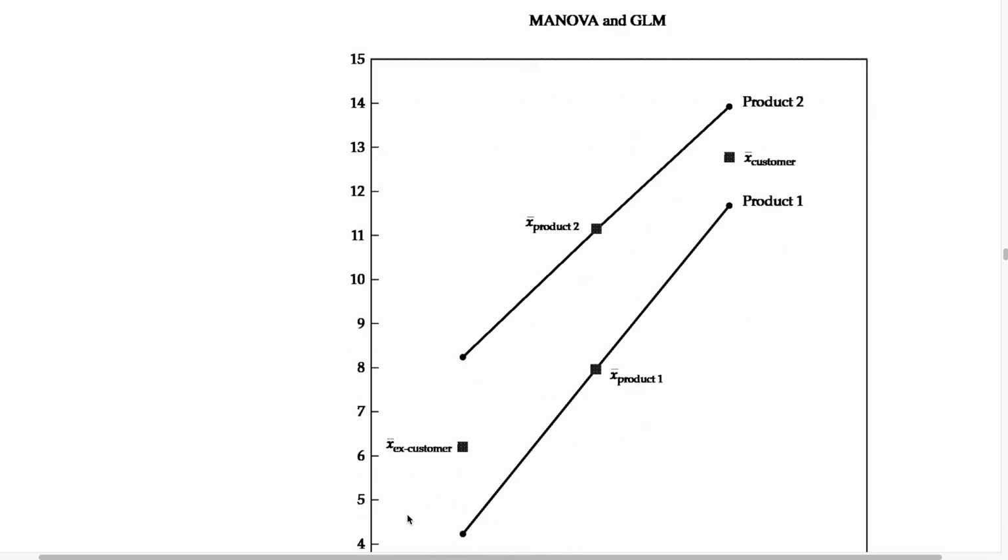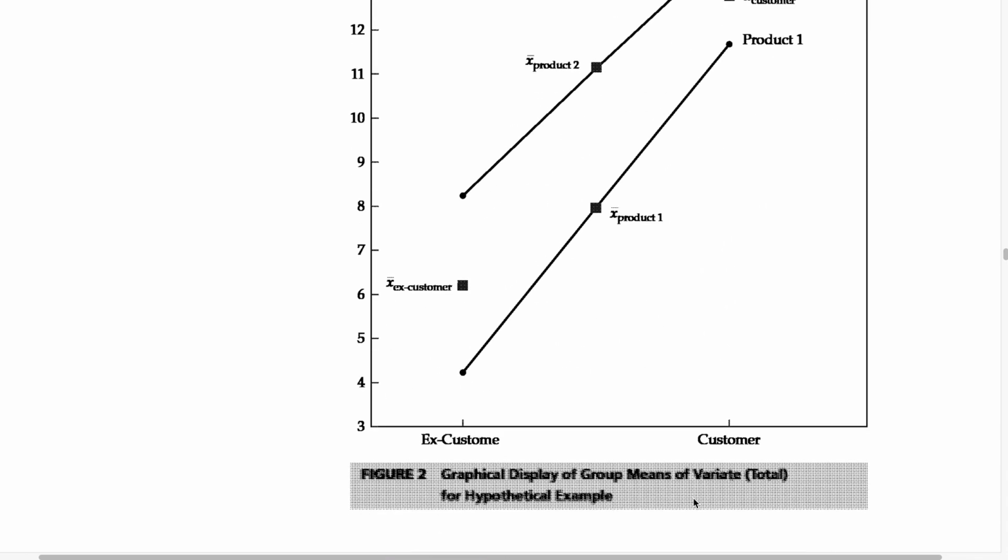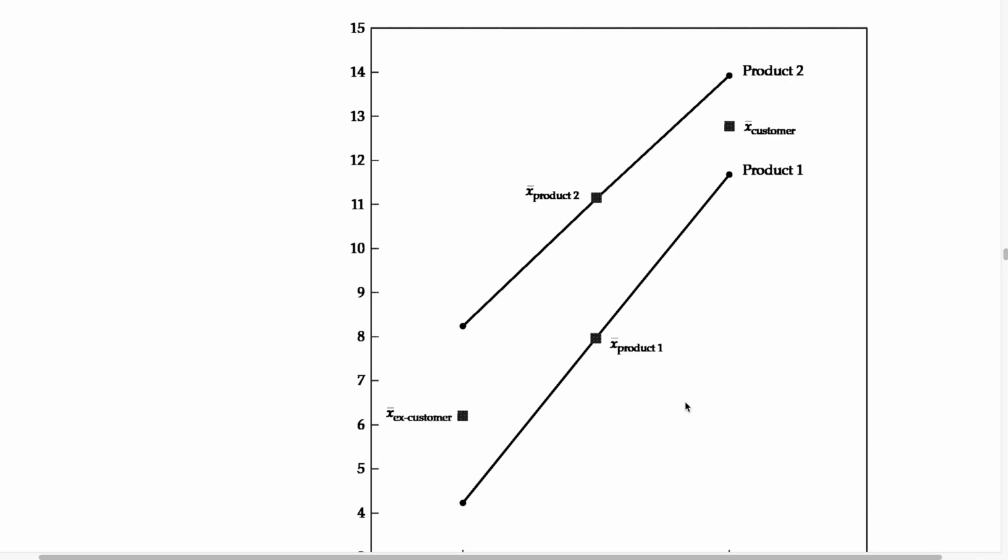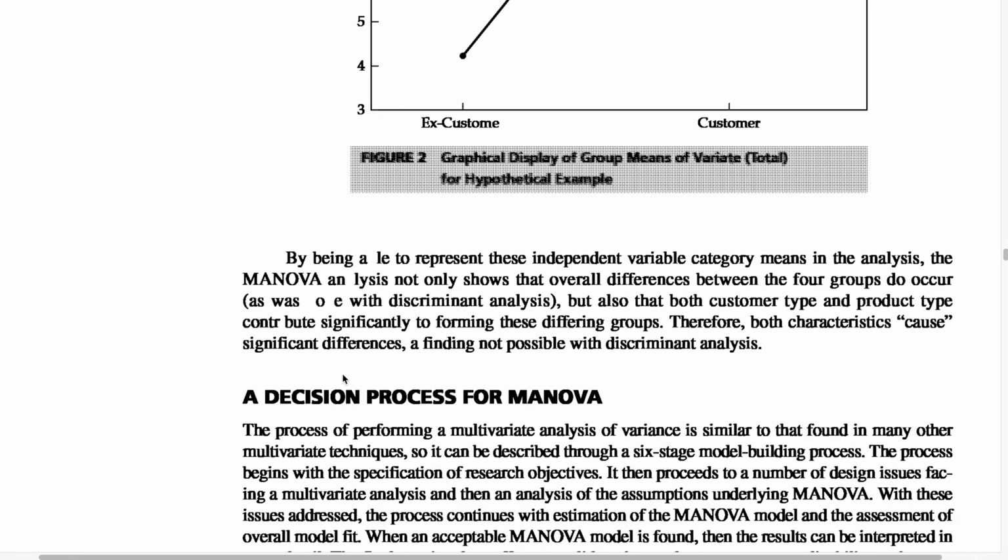MANOVA and GLM: this is the table, graphical display and the group means of the variate for the hypothetical example. By being able to represent these independent variables' category means in the analysis, the MANOVA analysis not only shows the overall differences between the four groups, as with discriminant analysis, but also that both customer type and product type contribute significantly to forming these differing groups. Therefore, both characteristics show significant differences, findings not possible with discriminant analysis.